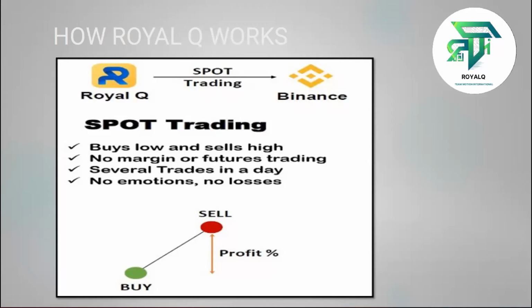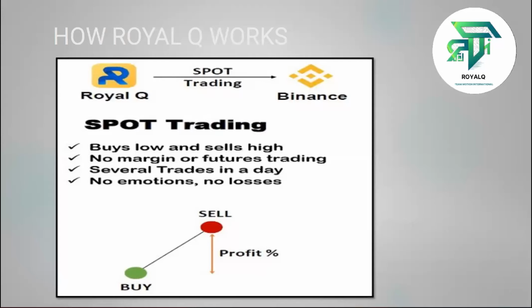In spot trading, it only buys low and sells high. There is no margin call or futures trading, because futures trading is what uses margin call, whereby you can lose your money if the trade goes against you. It carries out several trades in a day. A human being cannot do that. A human being cannot carry out over 100 trades in a day. It is not possible. You cannot be on your computer all day. You must sleep. You must get tired. That is why we use Royal Queue.